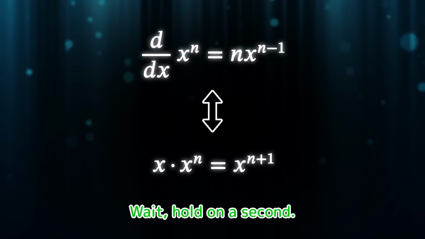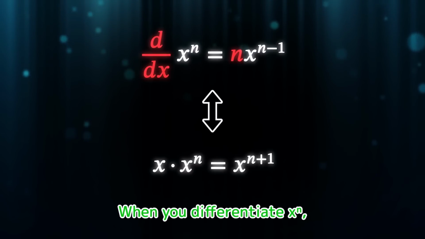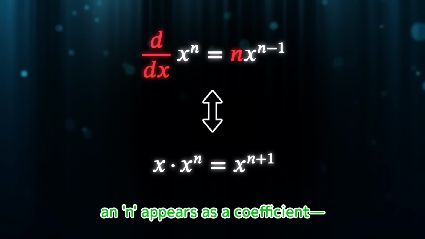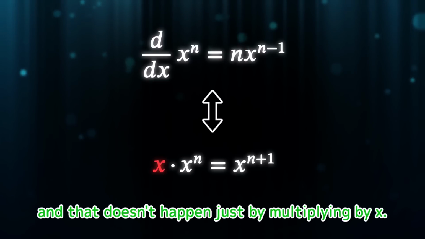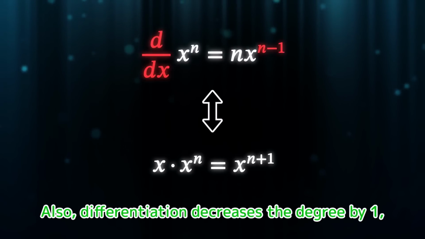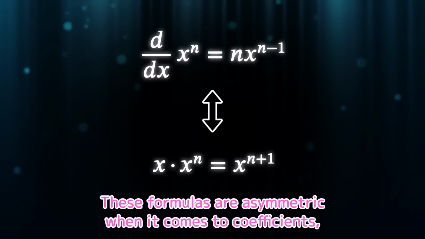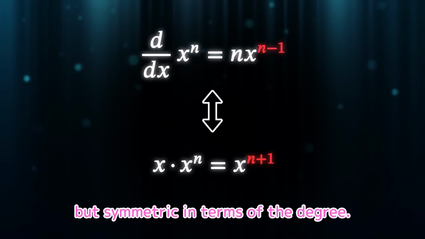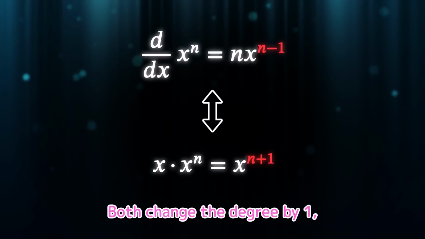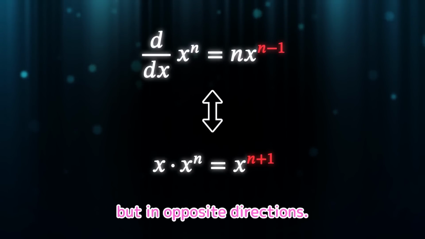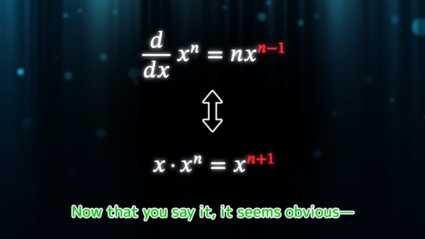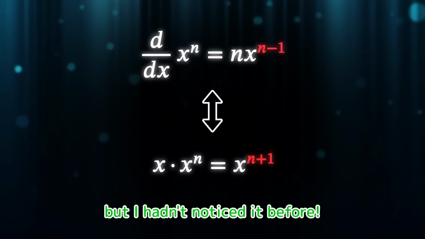Wait, hold on a second. When you differentiate x to the n, an n appears as a coefficient. And that doesn't happen just by multiplying by x. Also, differentiation decreases the degree by 1, but multiplying by x increases it by 1. Good observation. These formulas are asymmetric when it comes to coefficients, but symmetric in terms of the degree. Both change the degree by 1, but in opposite directions. Now that you say it, it seems obvious, but I hadn't noticed it before.